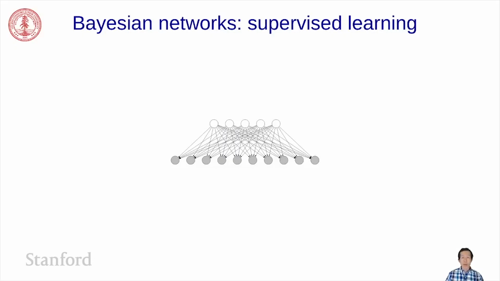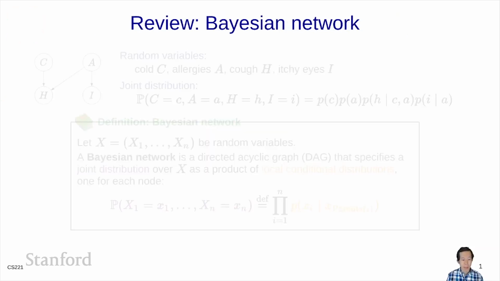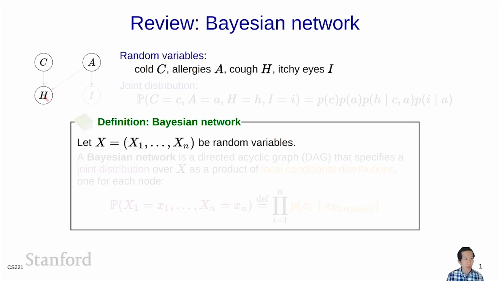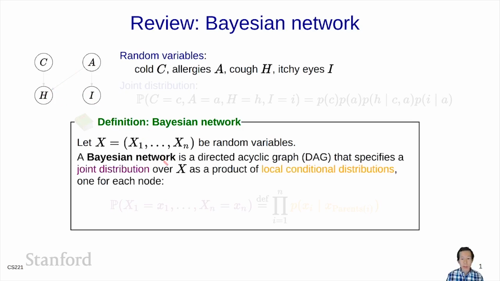So far, we've introduced Bayesian networks and talked about how to perform inference in them. In this module, we'll turn to the question of how to learn them from data. So recall that a Bayesian network consists of a set of random variables. For example, I have cold, allergies, cough, and itchy eyes. The Bayesian network also comes equipped with a DAG, specifying the qualitative relationships between all these different variables.